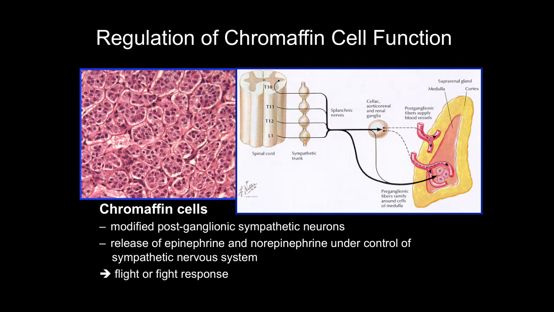Regarding regulation of chromaffin cells, as we've said, these are modified postganglionic sympathetic neurons, so there'll be release of epinephrine and norepinephrine under the control of the sympathetic nervous system, and this will stimulate the fight or flight response.